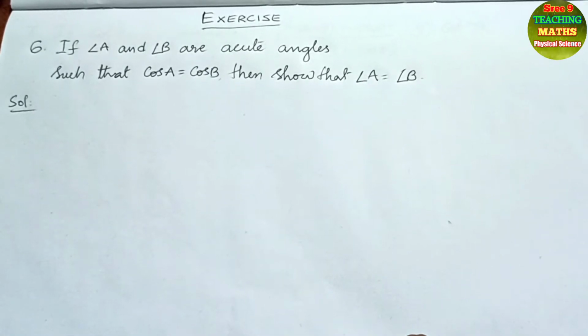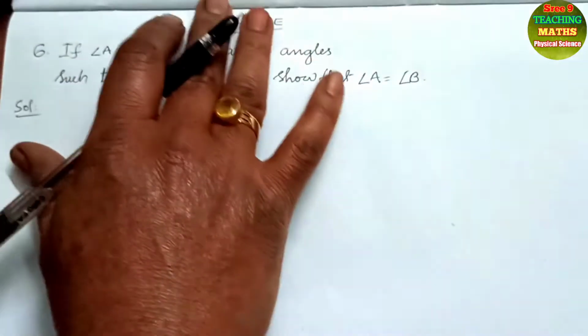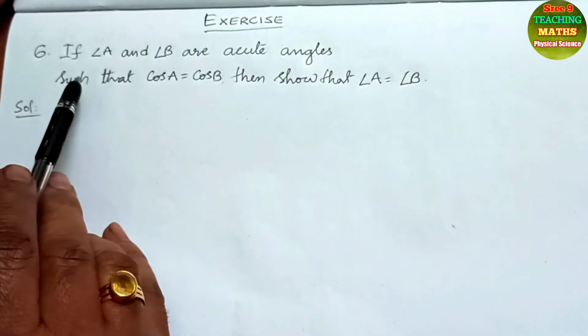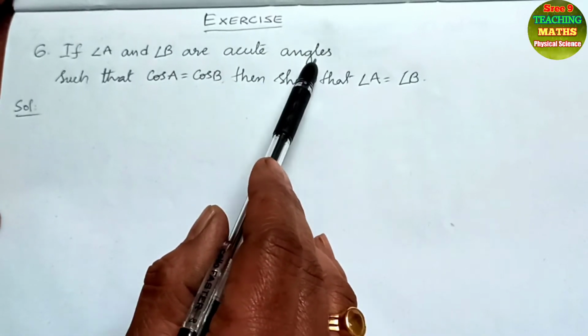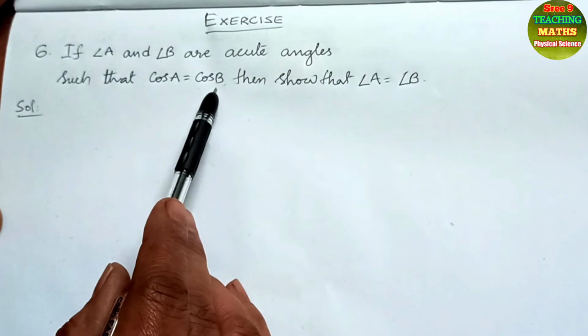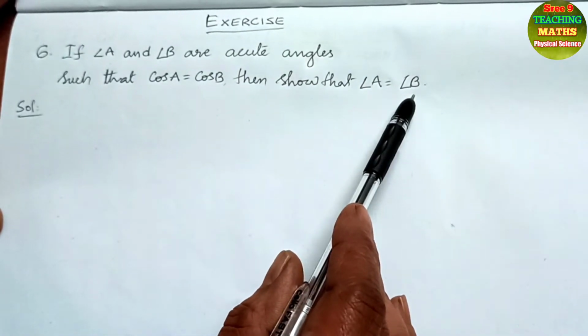Okay dear students, today we start the exercise without any delay. Today's sixth problem is: if angle A and angle B are acute angles such that cos A is equal to cos B, then show that angle A is equal to angle B.